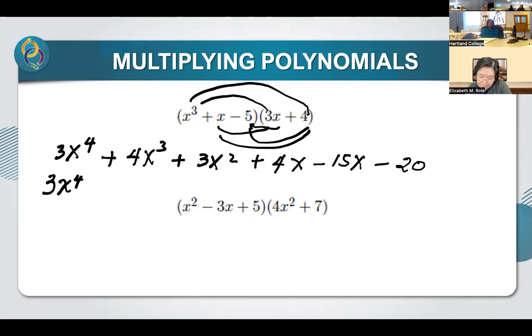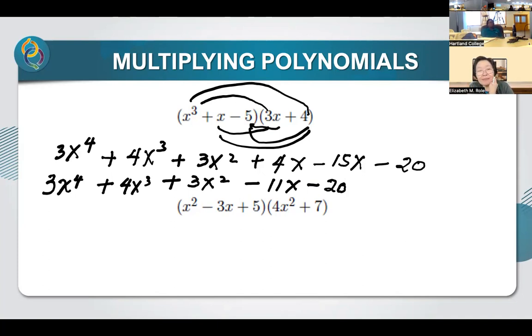Final answer: 3x to the fourth plus 4x cubed plus 3x squared, then 4x minus 15x is minus 11x. Yes, minus 11x. Minus 20. Yes. Easy.